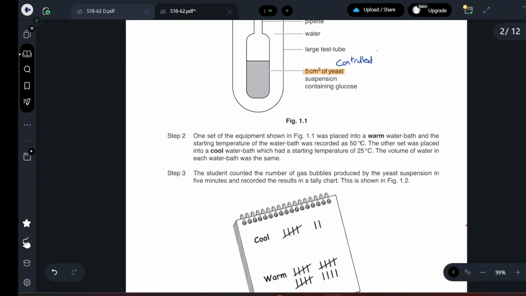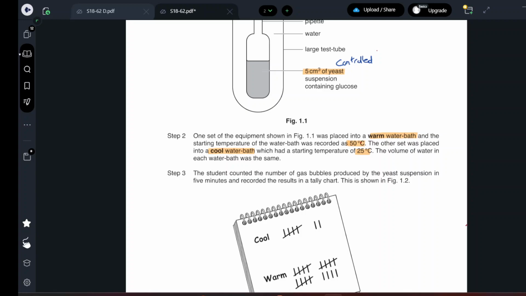One set of equipment was placed into a warm water bath, as we said, and the temperature was 50 degrees. The other was placed in a cool water bath. The temperature was 25 degrees. Okay? The volume of water in each water bath was the same.